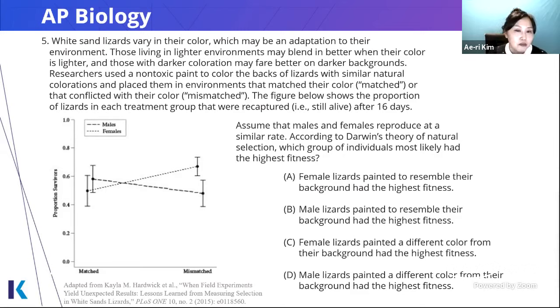Now, before I even read the little paragraph above it, let's look at the graph. Our graph is saying we have male and female lizards, and then our y-axis says proportion survivors, and then we've got match versus mismatch. Now, here's a little tip.